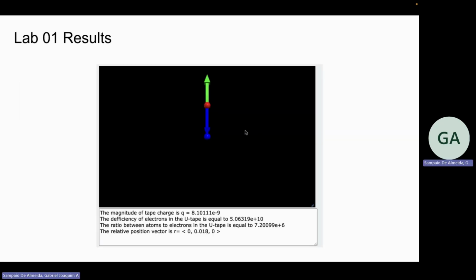As an overview of Lab 1 results, this picture shows the forces. The blue force is gravitational force, and the green one is electric force. The magnitude of charge was 8.10 × 10^-9.